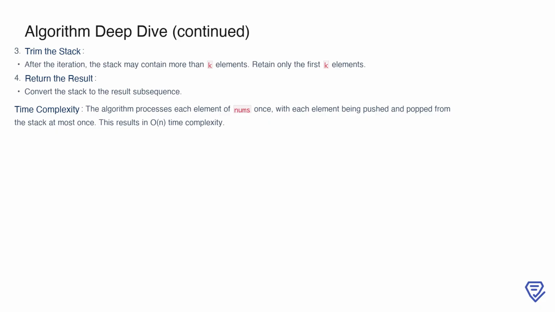This optimized approach is highly efficient, as each element in nums is processed exactly once. Each element is pushed onto the stack and, at most, popped once, resulting in a time complexity of O(n). This is a significant improvement compared to the brute force approach, making it suitable for larger input sizes. The use of a stack enables us to dynamically adjust the subsequence in an efficient manner, ensuring that the final result satisfies both the size and lexicographical constraints.